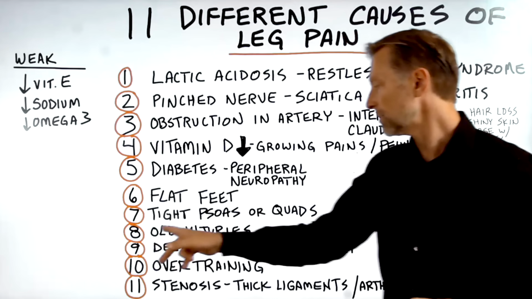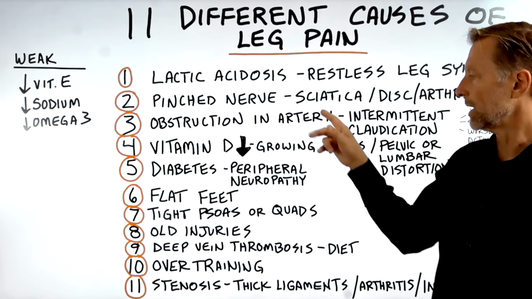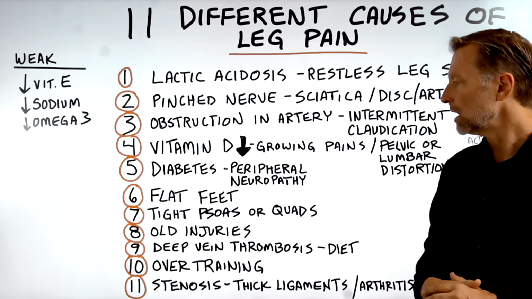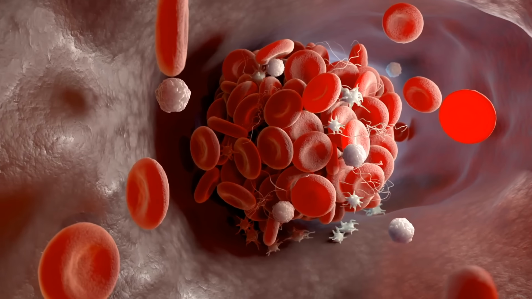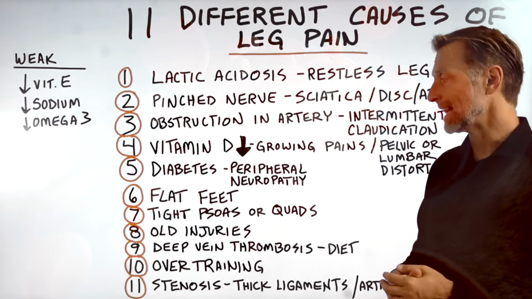Number 9, deep vein thrombosis. So this is a little different than the artery problem right here, but you can have an obstruction in the veins as well, coming from the same root cause, because there's an actual clot that's blocking blood flow, and that's definitely going to cause leg pain.